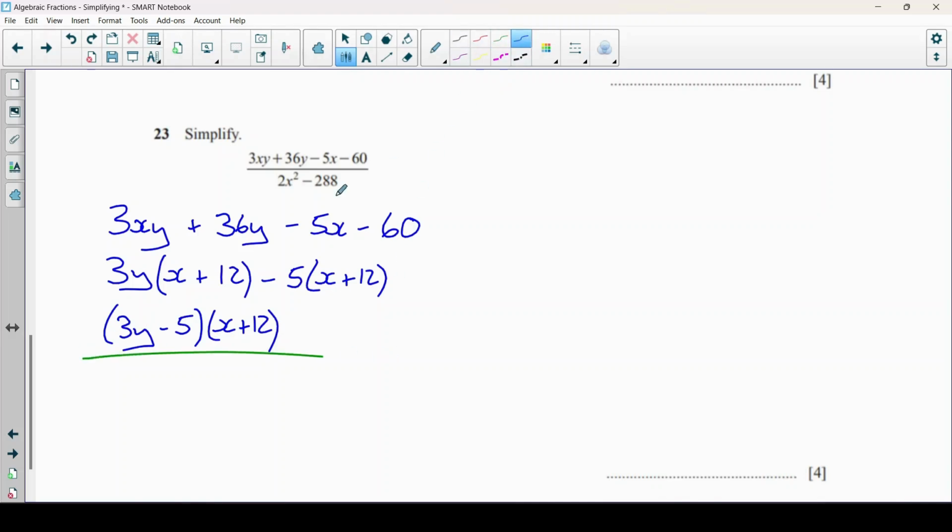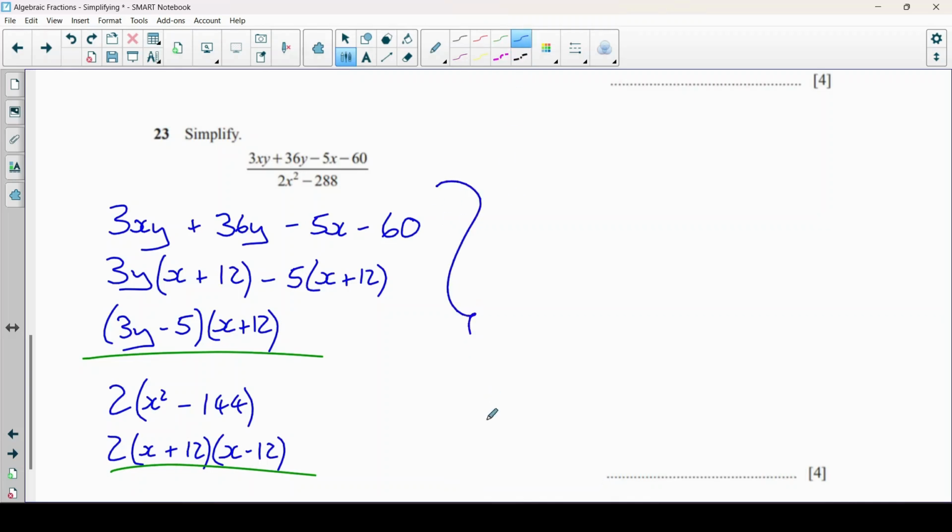For the bottom there, first we're going to take a 2 out. So 2 brackets x squared minus 144. And then you've got to spot that this is the difference of two squares. So 2 brackets x plus 12, x minus 12. And now we've got one of those factors from above, which we're going to simplify with.